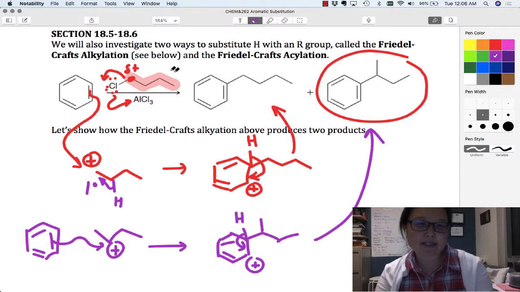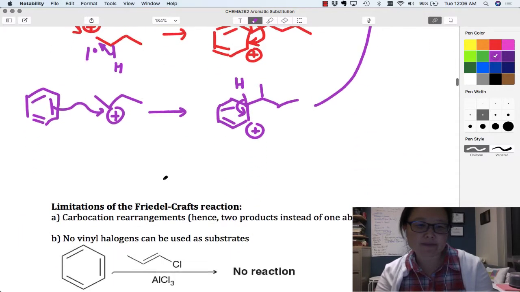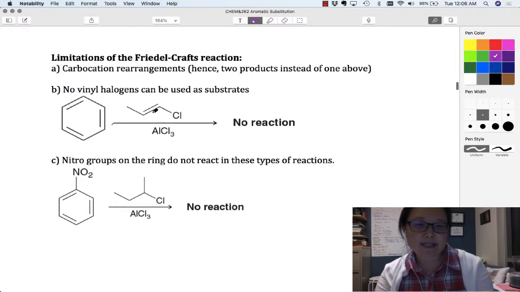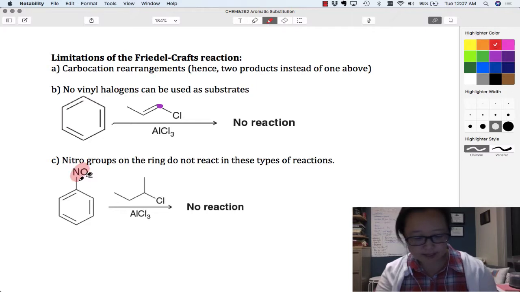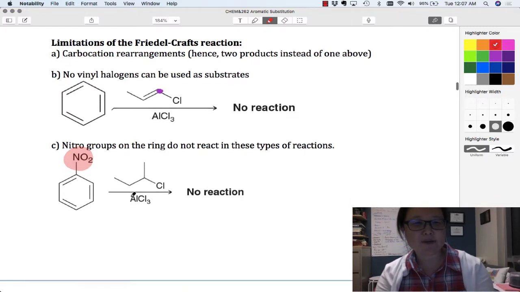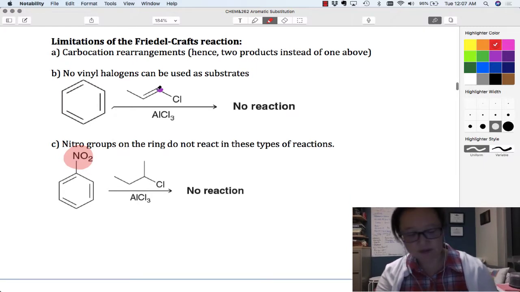So that's a limitation of this Friedel-Crafts alkylation. Another limitation is we tend not to use vinyl because that's an sp2 carbon, and we don't really like positive charges on sp2. It's too close to the nucleus. And then we also notice that if we have a nitro group on the benzene, we tend not to have any reaction with Friedel-Crafts. It's different with Br2. It will react, but with Friedel-Crafts it's more sensitive. So we see no reaction in these two cases.